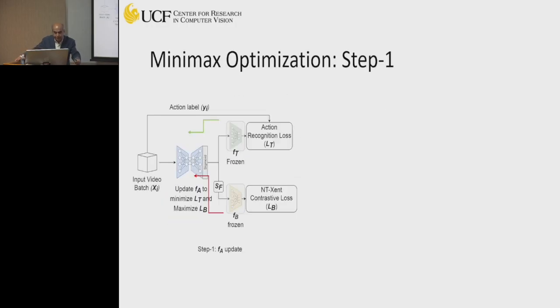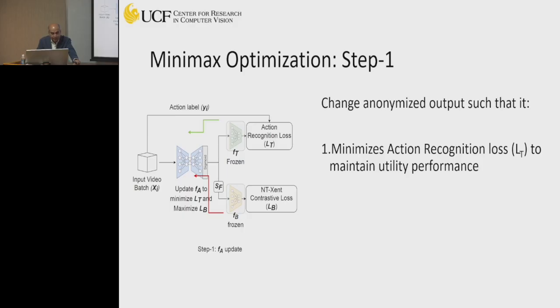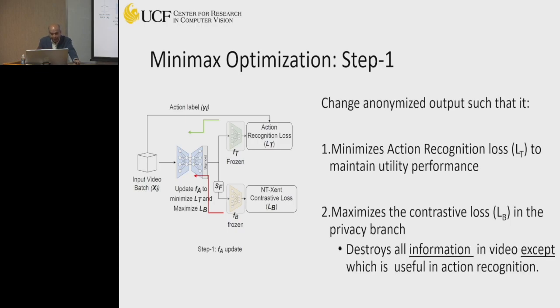So this works like that. We have two steps. In the first step, we are going to learn this anonymizer. We keep both of these networks frozen, and we want to change the anonymized output such that it will minimize the action recognition loss, because we want to recognize actions, and maximize the contrastive loss in the privacy branch, because we want to destroy all the information in the video except what is required for action recognition. Okay, so these are the two losses we use to train this anonymizer.